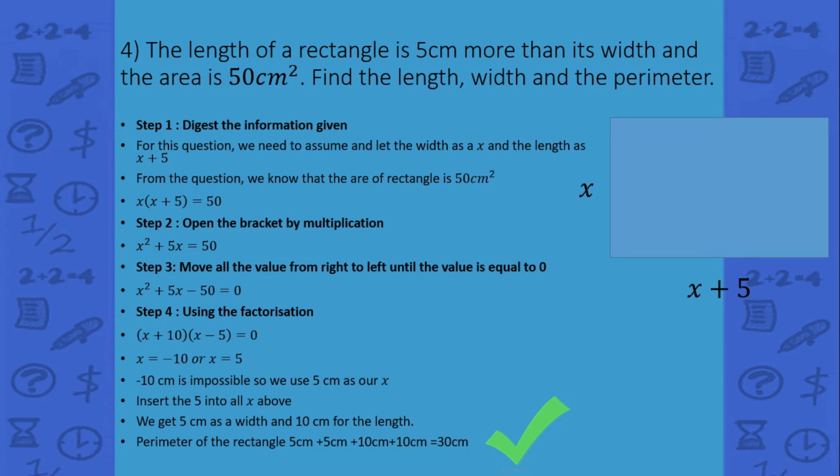For the perimeter, we sum all the lengths and widths, which is 5 centimeters, plus 5 centimeters, plus 10 centimeters, plus 10 centimeters, equal to 30 centimeters.